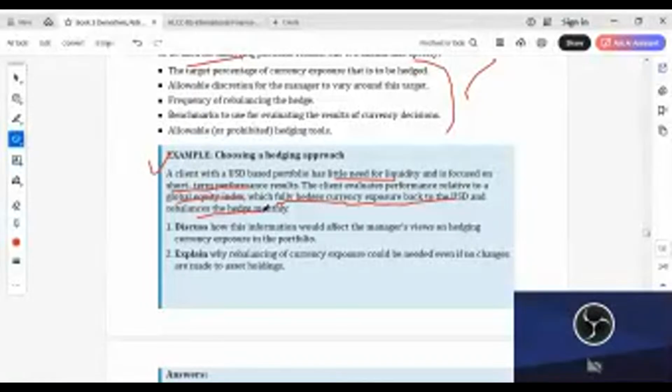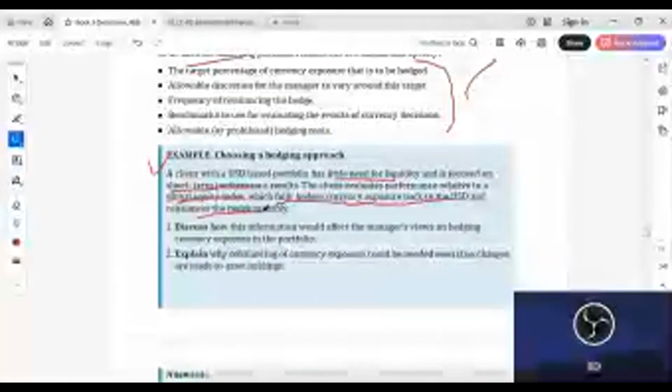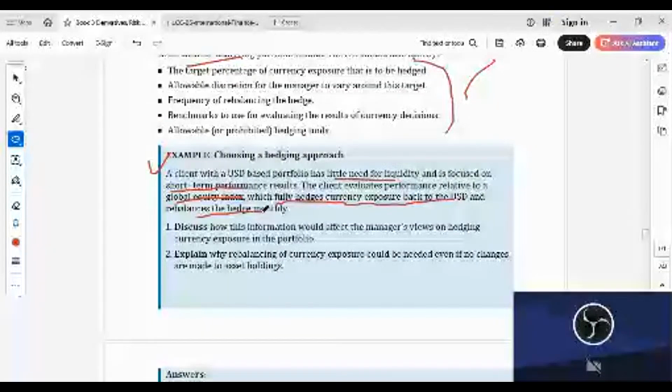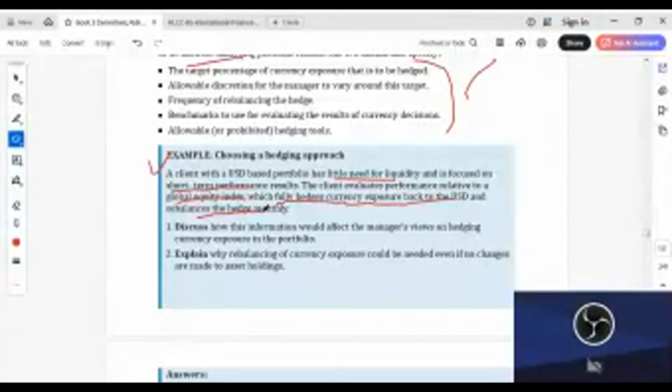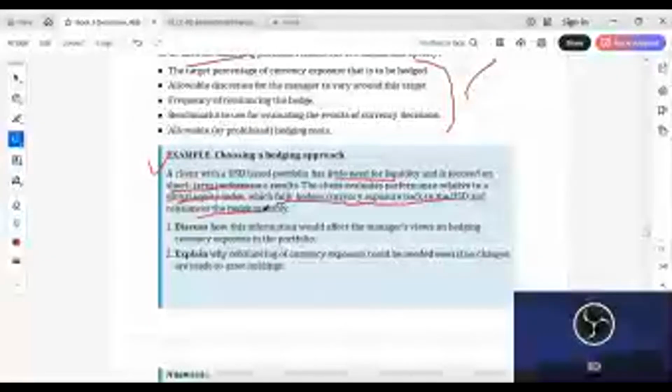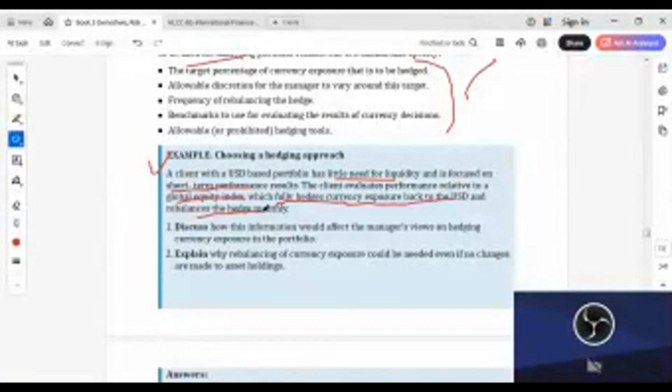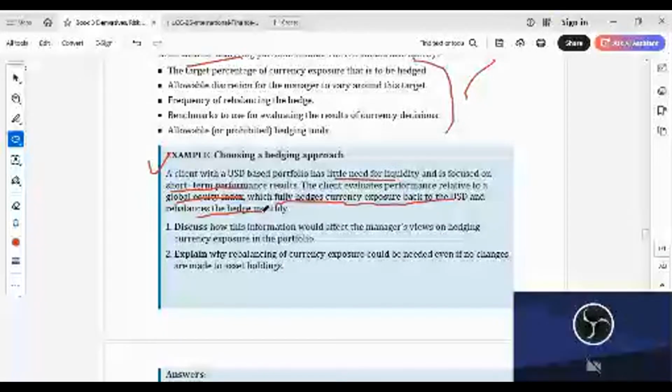So we are evaluated with respect to an index which is completely hedged, and the client is focused on short term results, so maybe hedging is preferred, right? But on the other hand, there is no need for liquidity. That would mean maybe full hedging is not required. So you should be able to give both sides of the view.